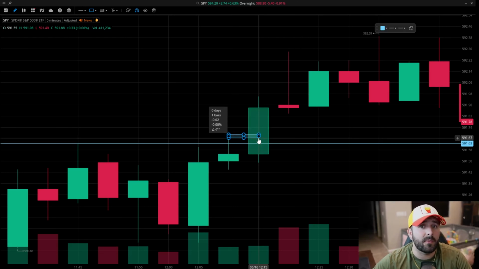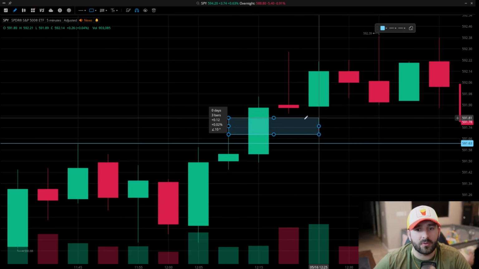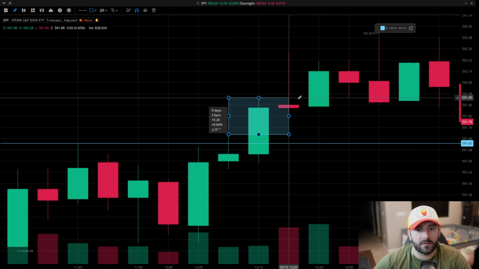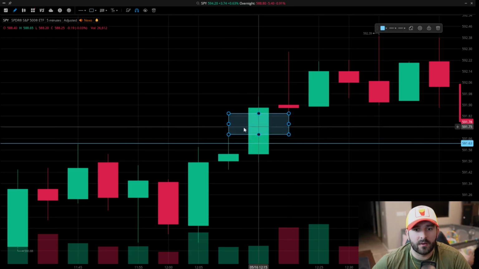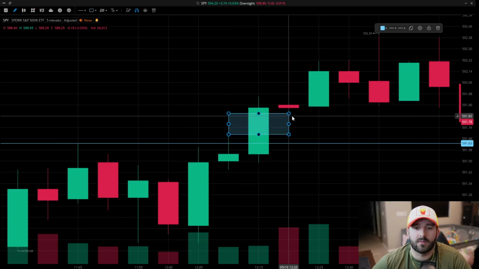Now it's going to be the top of the wick, and then you're going to drag it to the third candle, which is our third candle right here. You're going to do the bottom of the third candle, and again we're going to do the wick. So right here, this is the top of our first, the bottom of our third.